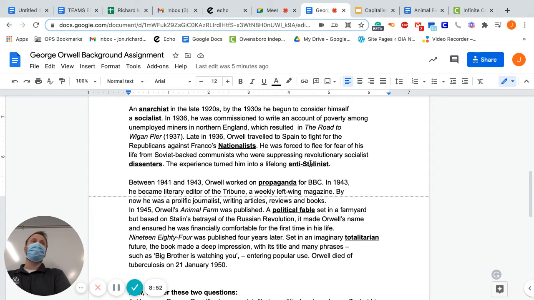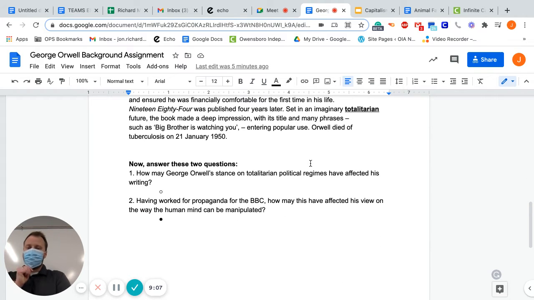So how do you think, and I'm looking for a sentence or two, how do you think that impacted his writings? Was he positive about totalitarians? Was he negative? Do you think he criticized them? What do you think? All right. Number two, having worked for propaganda for the BBC, how may this have affected his view on the way the human mind can be manipulated? We talked about propaganda in your Chem chart. Propaganda is the use of information to change or adapt the way people think. So was he familiar with propaganda? How can this maybe have given him insight into how the mind works?